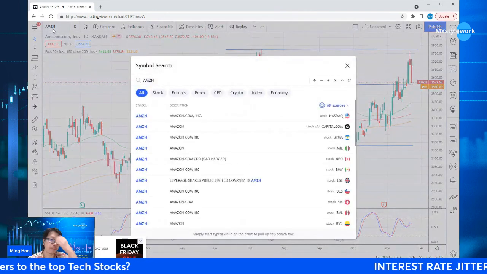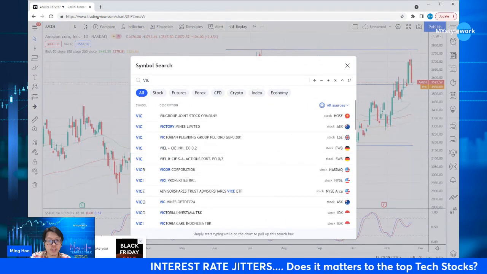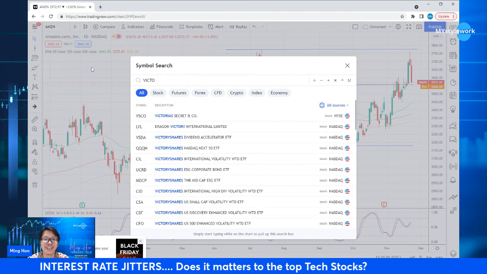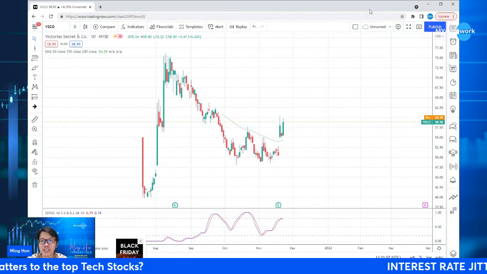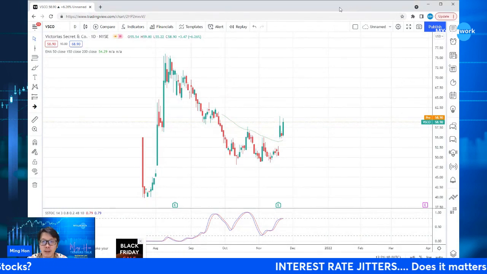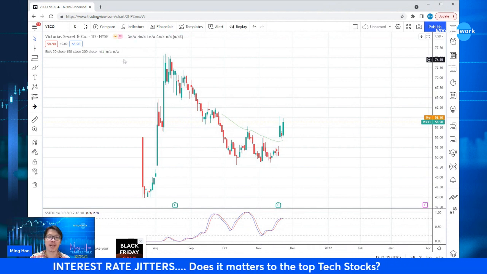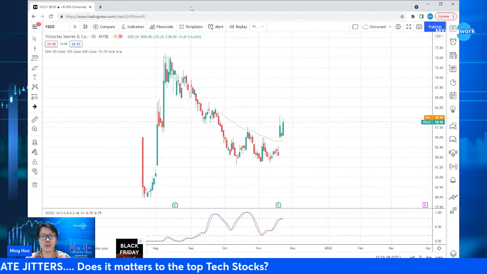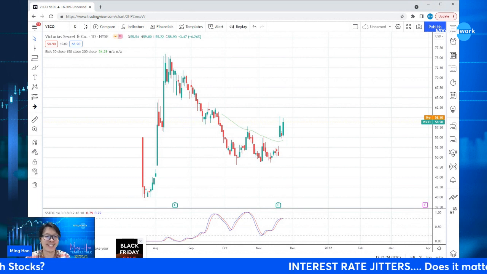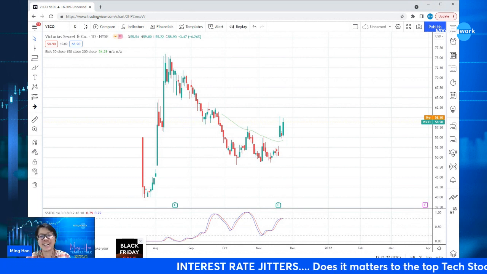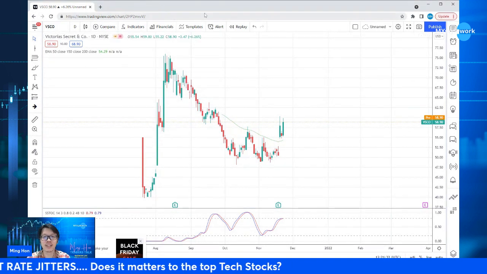What else is shopping? Victoria's Secret. Okay, Victoria's Secret went up a lot post earnings. Too many people buying Victoria's Secret. Do you guys know what Victoria's Secret sells or not? Or any girls there? I don't know what Victoria's Secret sells, but I know it's for girls.